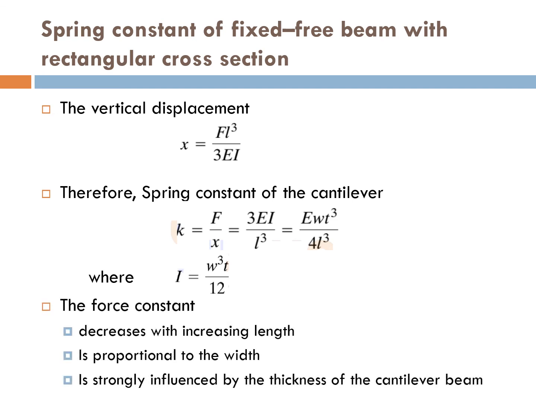The inferences from the equation for force constant is that the force constant decreases with increasing length L, it is proportional to the width W, and it is strongly influenced by the thickness of the cantilever beam T.